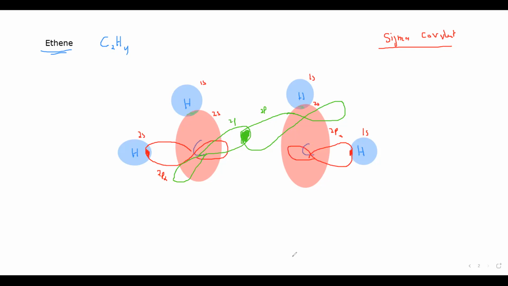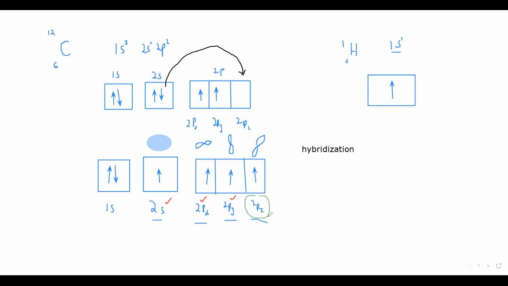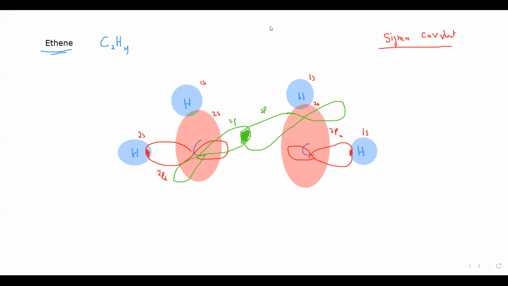But now what are we left with? We are left with 2pz, the fourth orbital. If I draw 2pz using a black shade, the two 2pz orbitals cannot overlap with each other. Why can they not overlap?